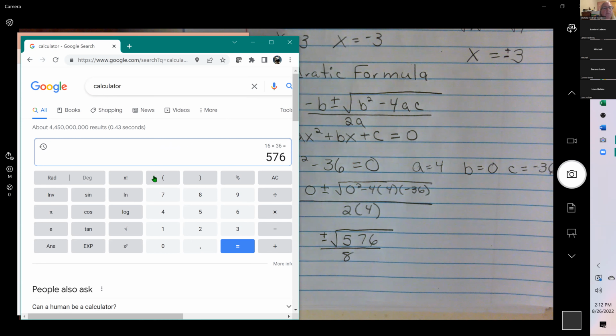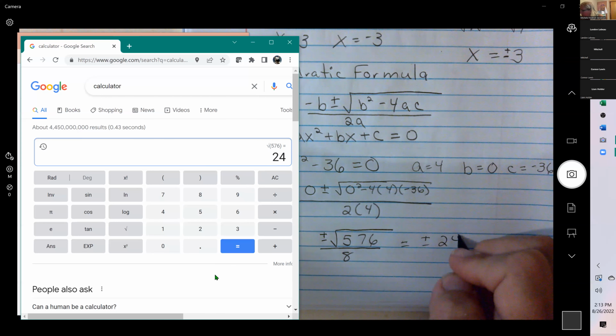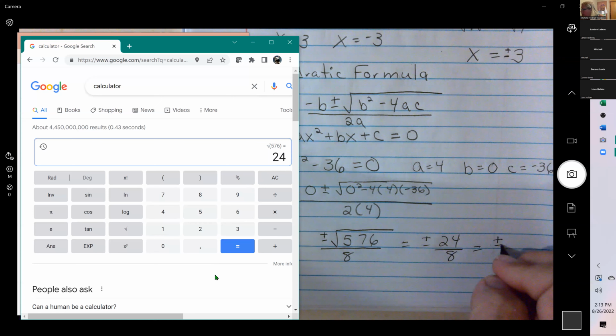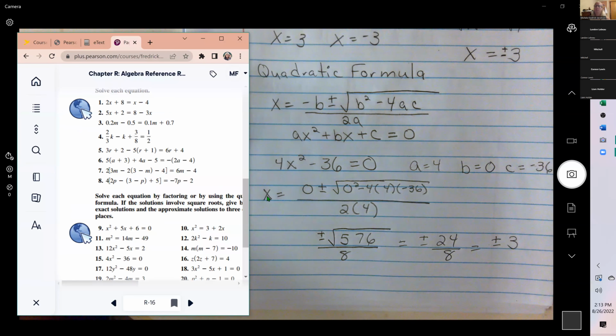Now for the square root of 576, we get 24. So in either case, you're going to get the same answer. It's up to you which way you want to work it.